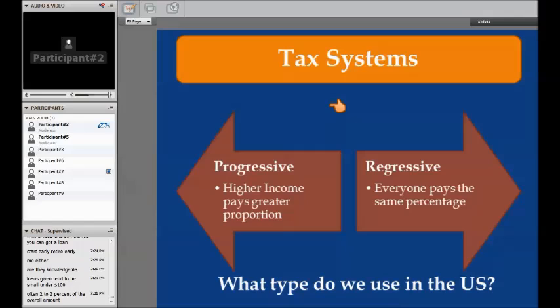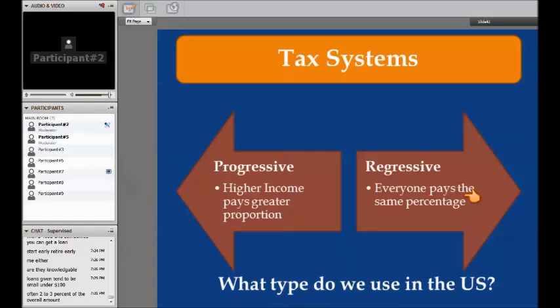We have 2 different types of tax systems. We've got a progressive tax system, and we have a regressive tax system. The progressive tax system means the higher income pays the greater proportion. You're not just paying a flat percentage of your income. There are tax brackets, so the higher income that you have, the greater percentage of your income you're going to pay. Then there's regressive, and that means that everybody pays the same percentage. So if you make $100,000, you pay the same percentage as somebody who makes $10,000.